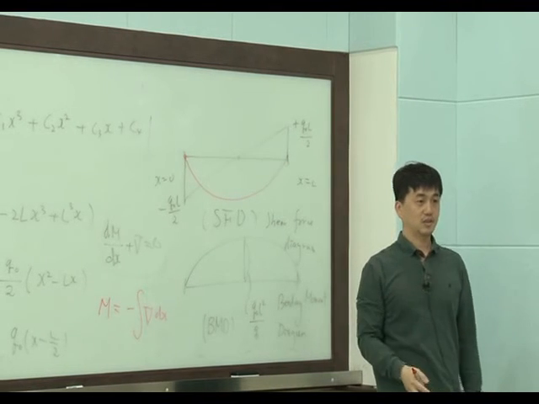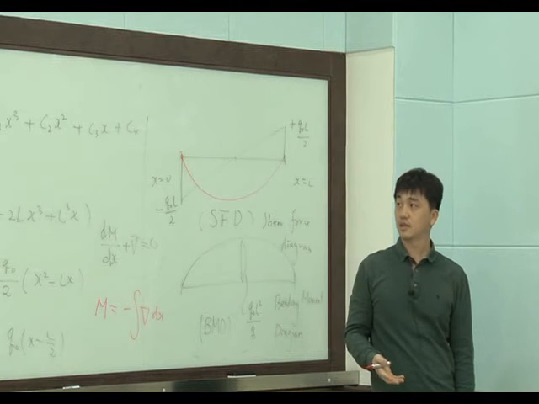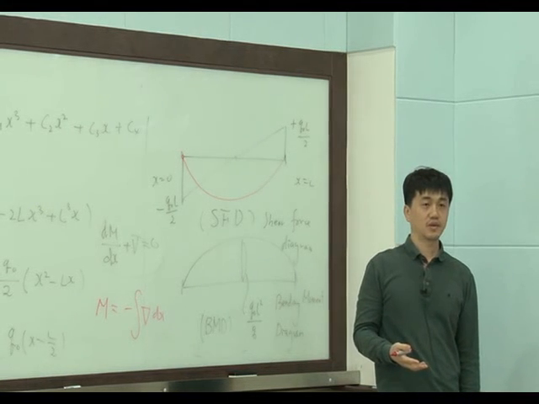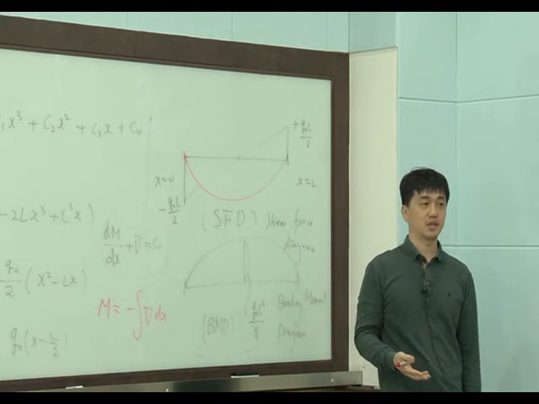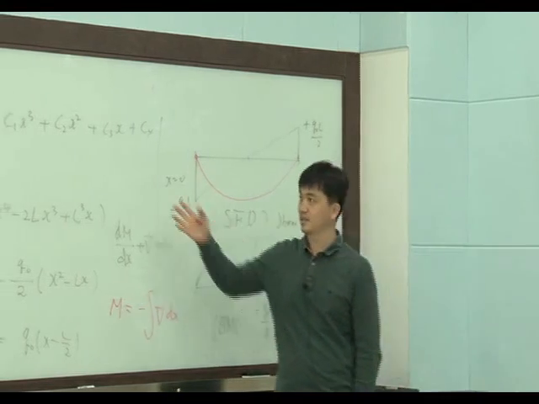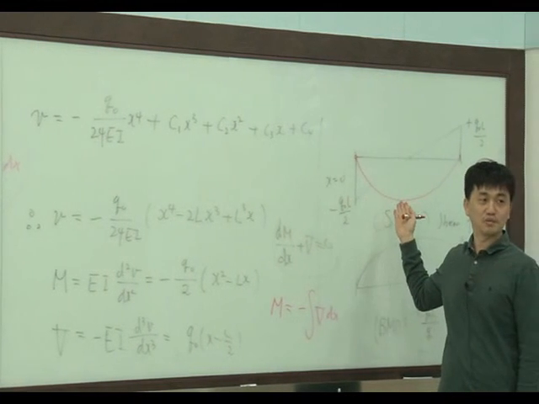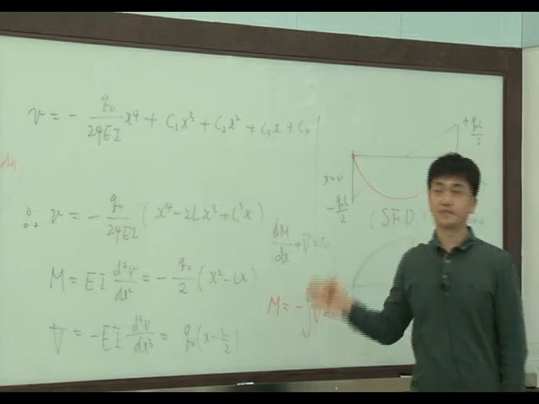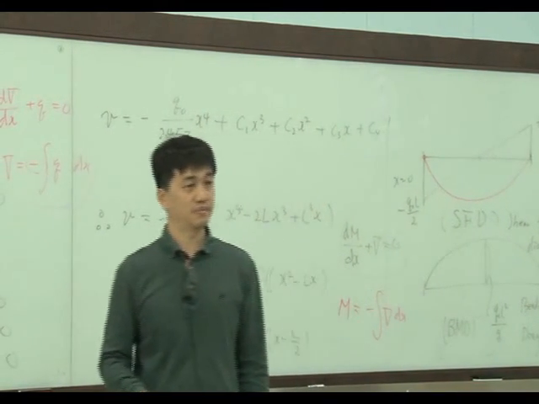So first we calculate all the reactions, then we can calculate the shear force diagram. Then from the shear force diagram we can calculate the bending moment diagram. So without solving this governing equation, we can also find the shear force and bending moment diagram. But it's possible only for simple systems.